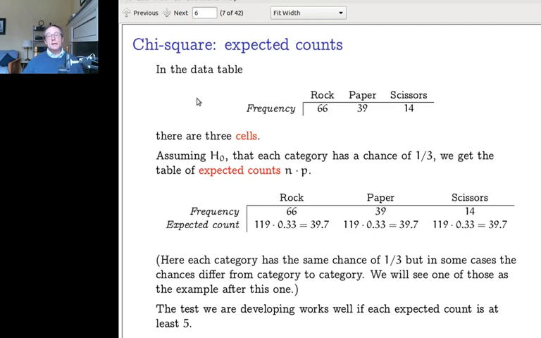Okay, but for some idea where it comes from, if it were really 1/3, 1/3, 1/3, then the 119 people should be 1/3 of 119. That turns out to be 39.7. So it should be not 66, 39, 14, but ideally it's 39.7, 39.7, and 39.7. Those are called the expected counts. Each of the three is called a cell. Those 39.7s are called the expected counts here.